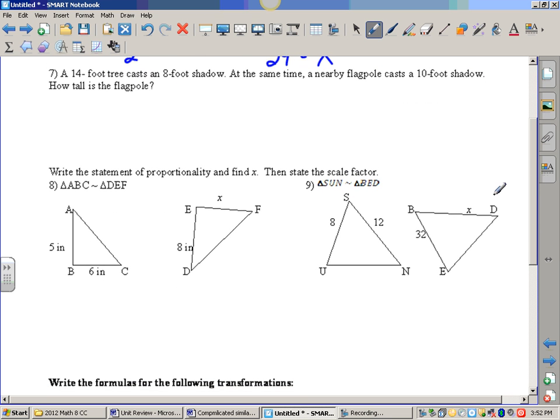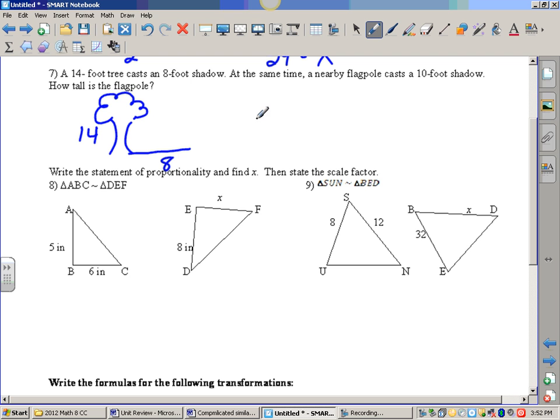Number 7 is what I was talking about with the picture. You're talking about a height of a tree to a shadow, and then a height of a flagpole to a shadow. Very easy to draw a picture, not that big of a deal. All right, you can draw a tree in just a matter of seconds with a height of 14. That casts a shadow of 8. Again, just draw your shadow. It doesn't have to be anything too pretty or anything like that.